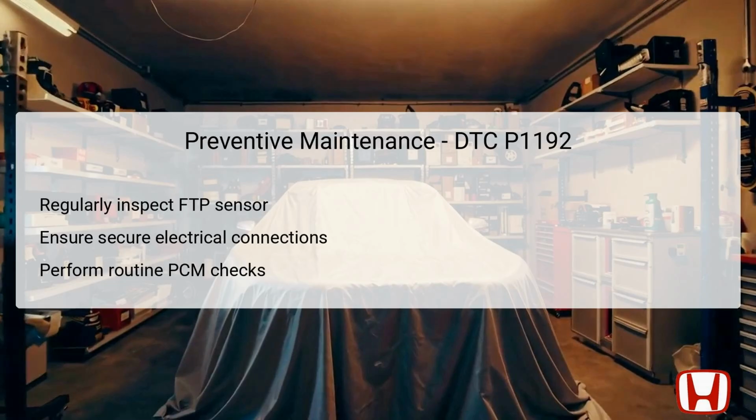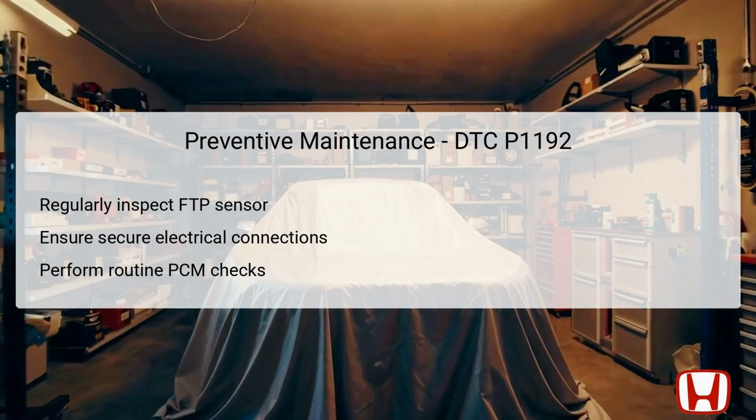Regular inspections of the FTP sensor can help identify any signs of wear or damage, ensuring that it functions correctly. It is equally important to check electrical connections for any signs of corrosion or looseness, as secure connections are essential for accurate sensor readings. Additionally, performing routine checks on the powertrain control module, PCM, can identify potential communication issues or software updates that could improve overall vehicle performance.